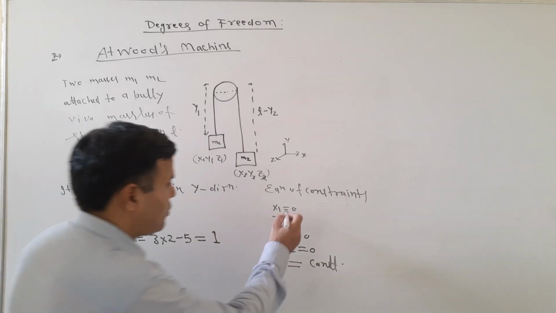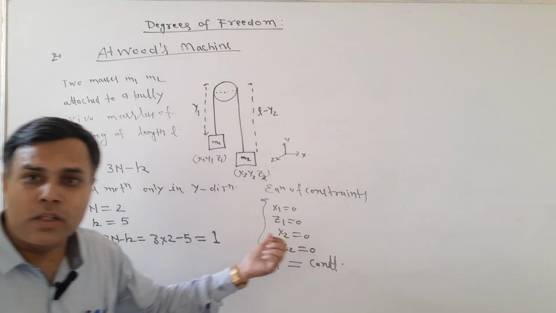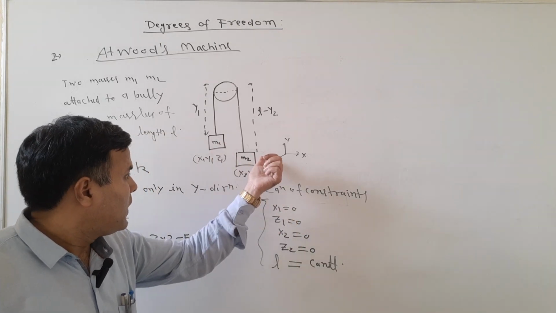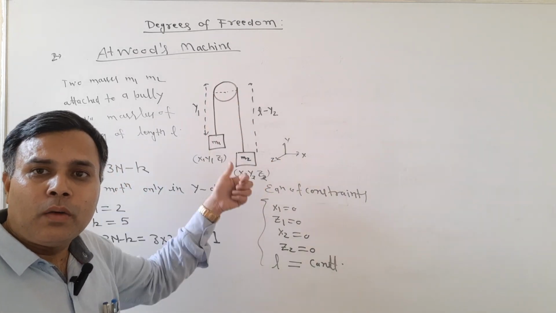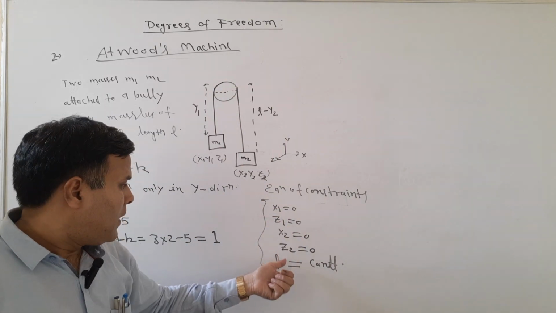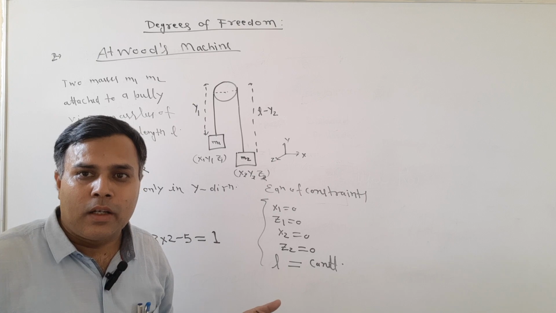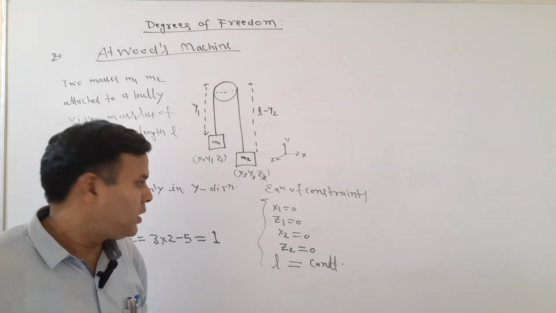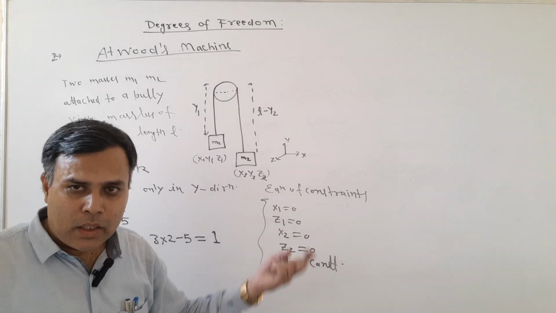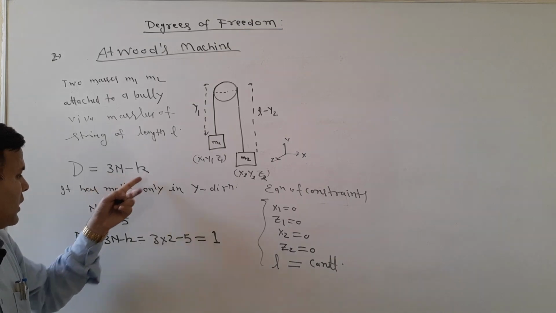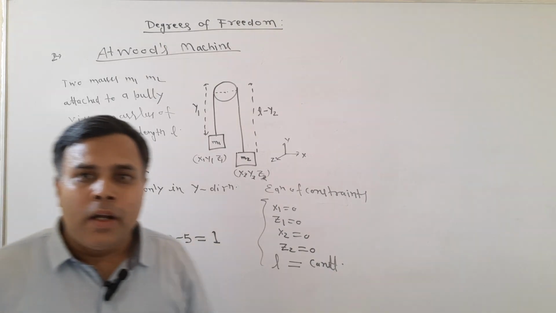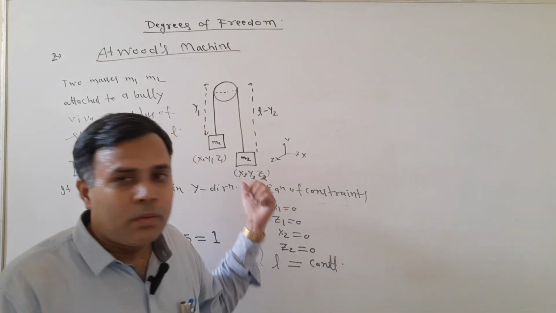So these are the equations of constraints. It has 5 constraints: 2 corresponding to each mass, because it is moving in only one direction, the y direction, so x1 is 0 and z1 is 0, and so on. And the length of the string is also constant, so we have one more additional constraint. The total number of constraints is 5, the number of particles is 2, so 3n minus k, 3 into 2 minus 5, is equal to 1. So that's all about the degree of freedom corresponding to this Atwood's machine. Thank you.